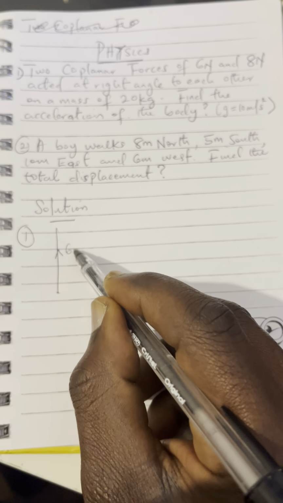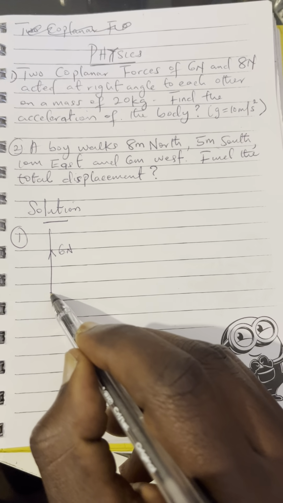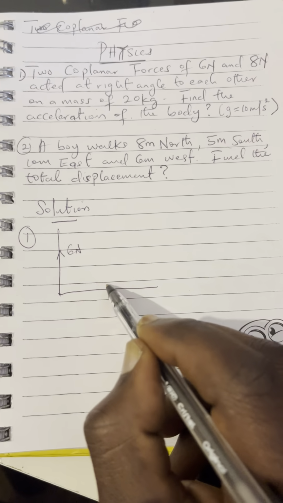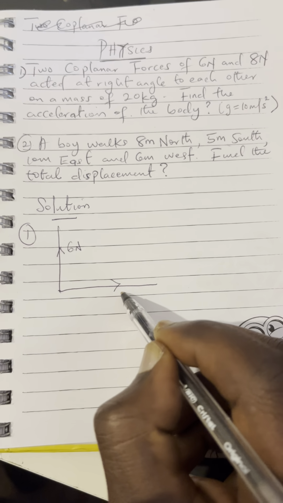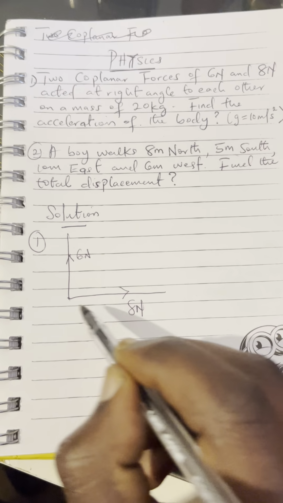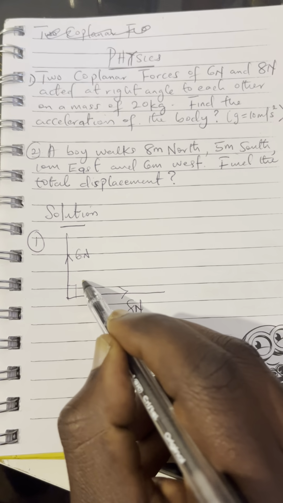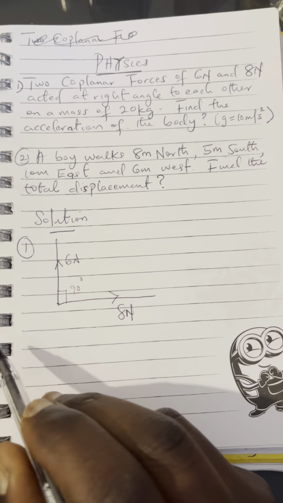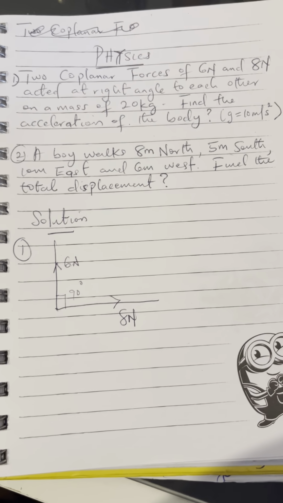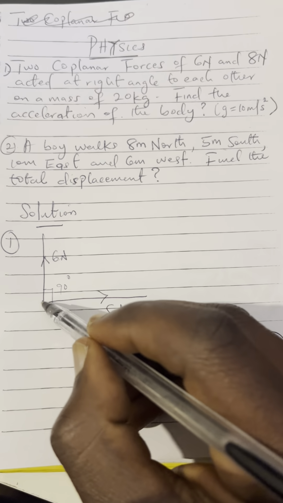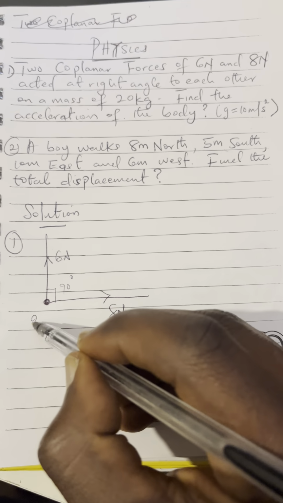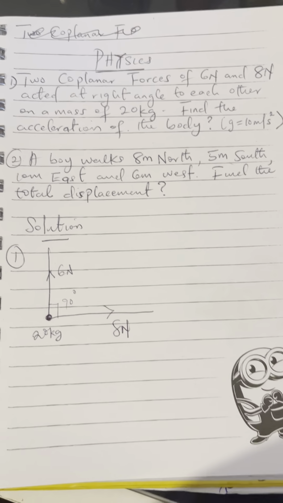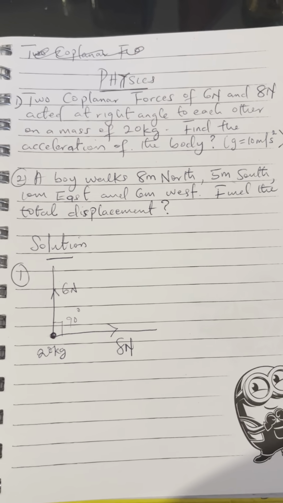This is our 6 Newton. This is our 8 Newton. This means 90 degrees. They are acting at right angle to each other on a mass. So they are acting on a mass. This is a mass of 20 kg.